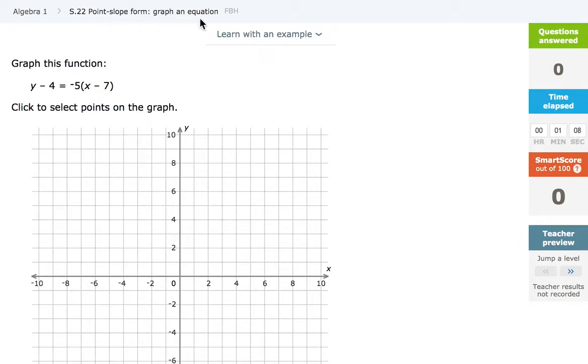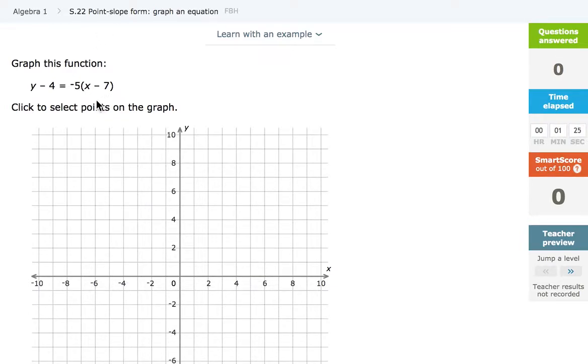Point-slope form graphing equation. If you recall from the set of notes that you already took on graphing linear equations, you'll remember that when graphing using the point-slope form, you need to identify two things, the point and the slope. Let's start with the point.